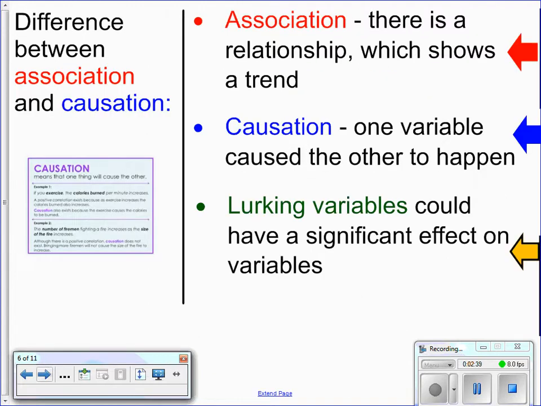We also got to talk about association and causation. So association, there's a relationship that they're associated, one is impacting the other, and so we can see kind of that trend. A causation is one variable is actually causing the other to happen. And then we have something called lurking variables. That means that it could have an effect on whether this relationship looks strong or weak.